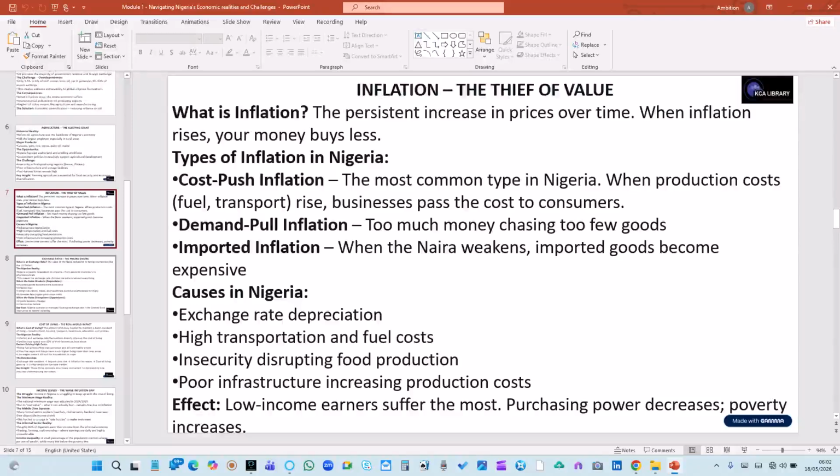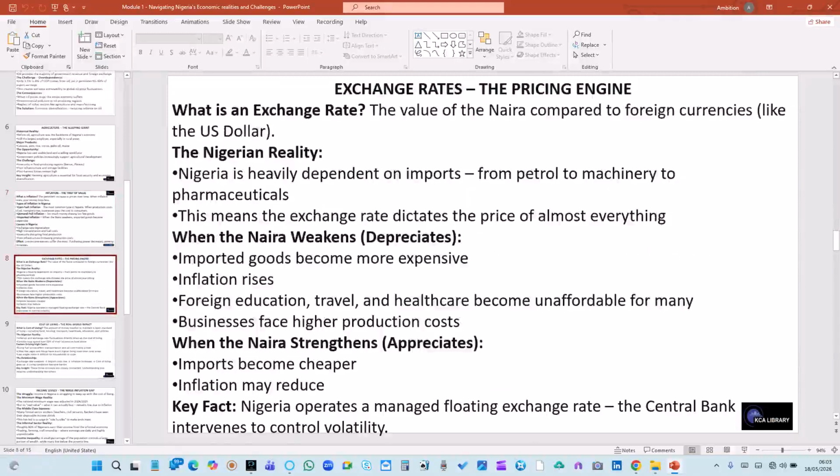Now, the effect is that low-income earners suffer the most. The purchasing power decreases, poverty increases. Having known that, let us look at exchange rate. That is the pricing engine.